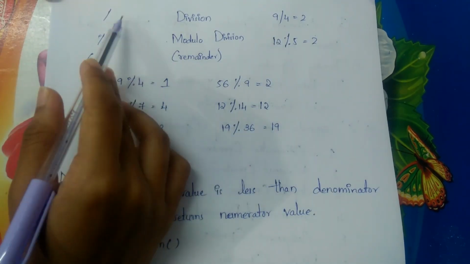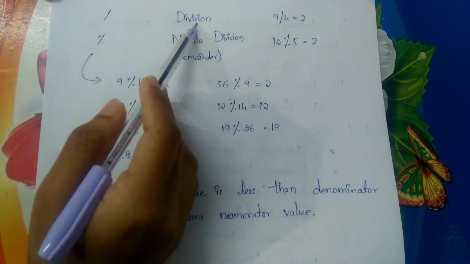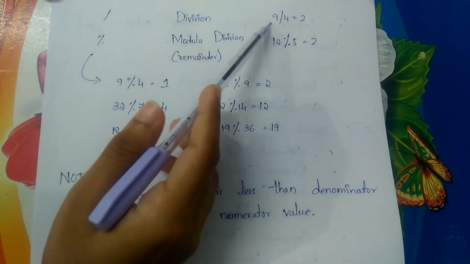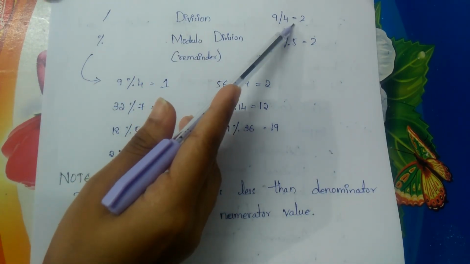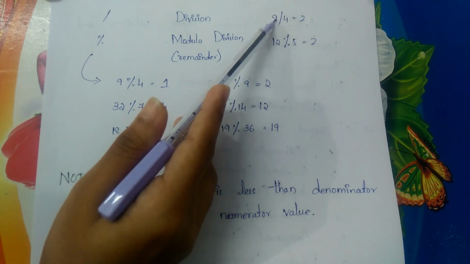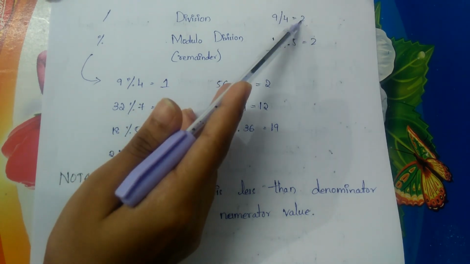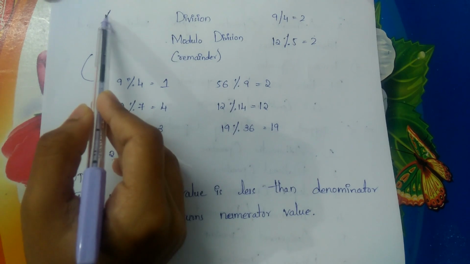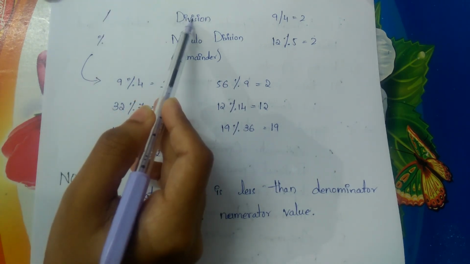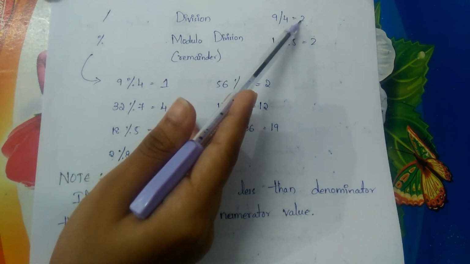Then we have division. The forward slash symbol is used for division, and 9 divided by 4 is equal to 2. Whenever we divide 9 by 4, we get the quotient 2. So we use the forward slash for division to get the quotient as the output.